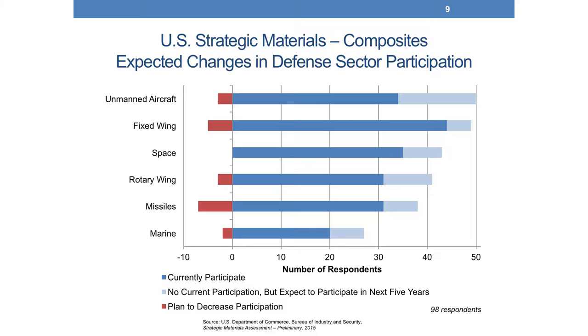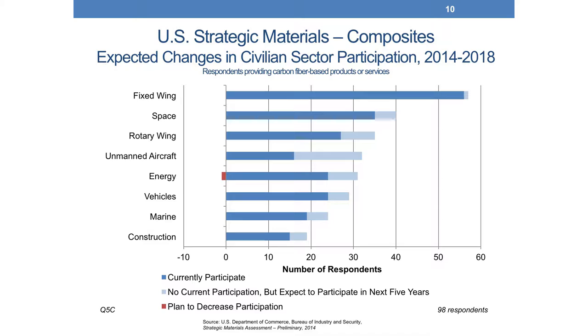On the left side, the red shows the different areas of the defense sector that these companies are getting out of. There's a lot of volatility on the defense side for a good chunk of the companies. We look at the same thing now for commercial composites. It could be some of the same companies doing both defense and commercial work.